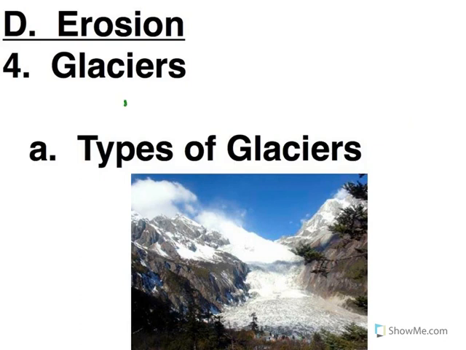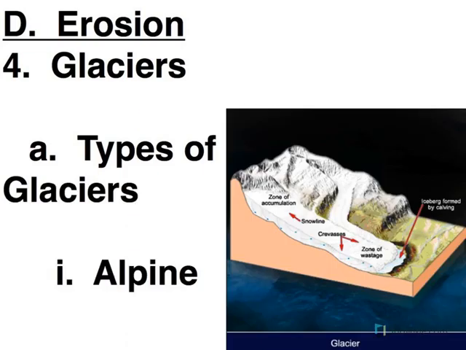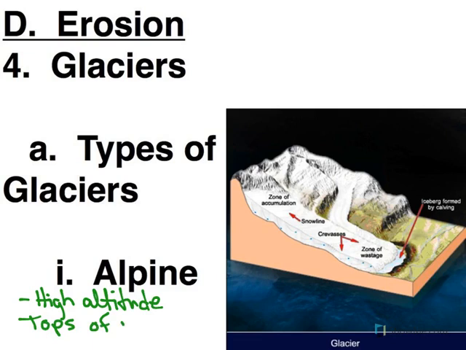Well, there's two main types. The first are called Alpine, and as the name implies, this is high altitude. So this is tops of mountains where it never gets warm enough for the snow to melt, so it has snow year-round.